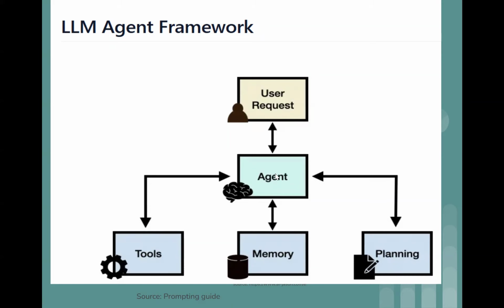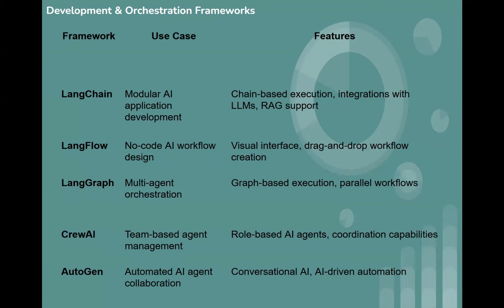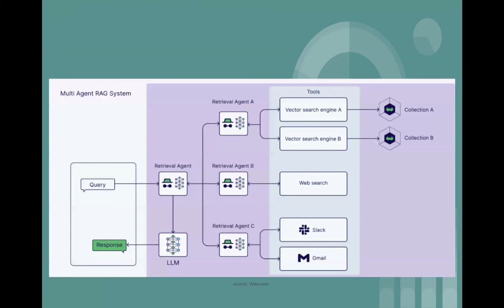So whenever a user sends a request, the agent will have a brain. This brain is your LLM. It'll have memory, it'll have tools, and it can do planning. So that's the very basic of your high level agentic framework. Okay. Any questions? Are you comfortable with what we are talking about? If you have any doubts or questions, please ask.